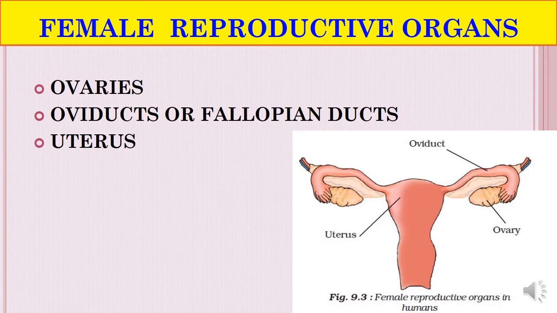Number 2, oviduct or fallopian ducts. These are thin and coiled muscular tubes, which you can see in the figure. It joins the uterus and the ovaries. Number 3, uterus. You can see it very clearly in the picture. It is a broad muscular chamber where the fertilized ovum develops into a baby.